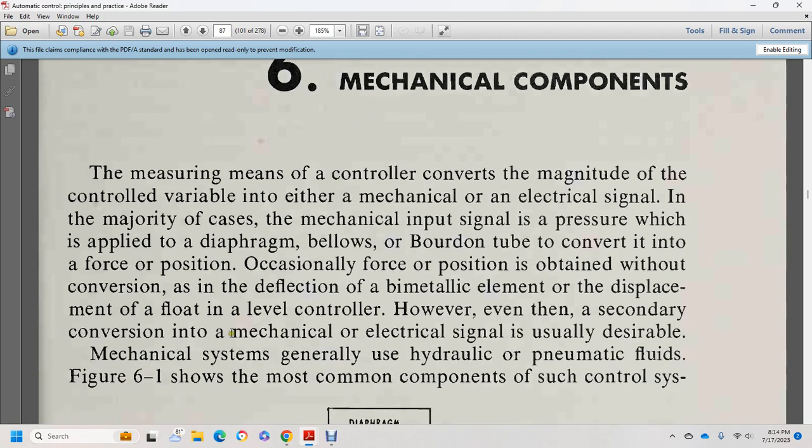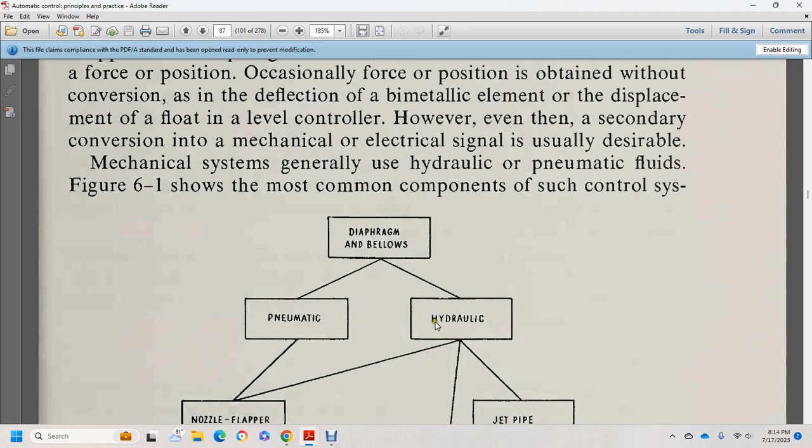Occasionally force or position is obtained without conversion, with the deflection by a metallic element, with the displacement over the flow, or over the lever control. However, even then a secondary conversion into a mechanical or electrical signal is usually desirable. The mechanical system generally uses hydraulic and pneumatic fluids. Figure 6.1 shows the most common components of such control systems: diaphragm, bellows, pneumatic, and hydraulic.